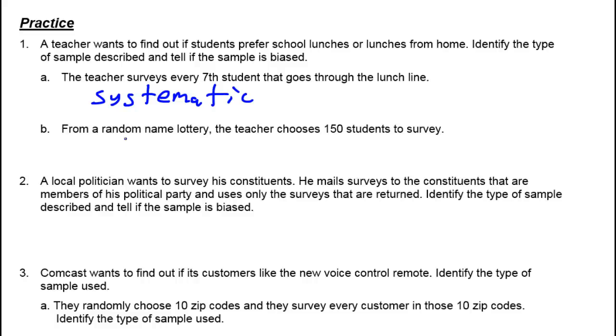The teacher wants to find out if students in general prefer lunches from home or lunches bought at school. But the teacher only surveyed students that are already in the lunch line. So on average, there are going to be more kids in the lunch line that prefer school lunches. Some kids didn't have a choice, so they just went to the lunch line even though they don't like it. But on average, that's just common sense. All those kids with bag lunches, loving their bag lunches, are not included in the survey. So this would be biased for that reason for sure.